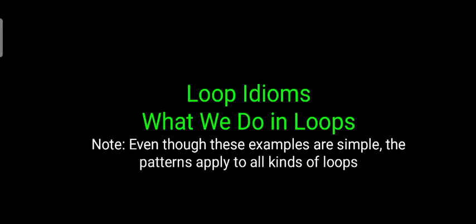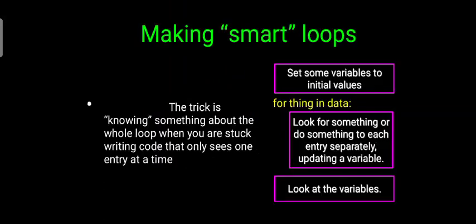What do we do in loops? Making smart loops. The trick is knowing something about the whole loop when you are stuck writing code that only sees one entry at a time. Now understand it. Set some variables to initial values. For thing in data, look for something or do something to each entry separately, updating a variable. Look at the variables.